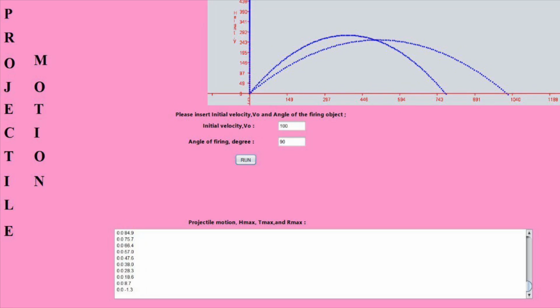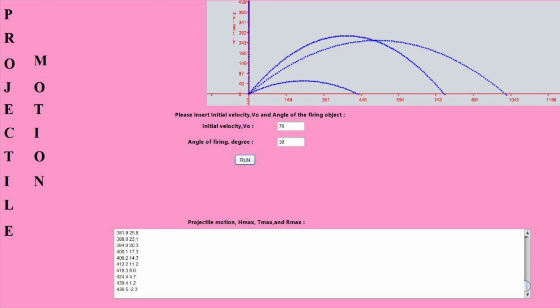Next, this is the third input entered by my friend. She entered 100 for initial velocity and 90 degrees for the angle of firing, and the graph is also shown in this programming section. And this is the last input entered by my friend. She entered 70 for initial velocity and 30 degrees for the angle of firing, and the curve is also shown in this programming section.